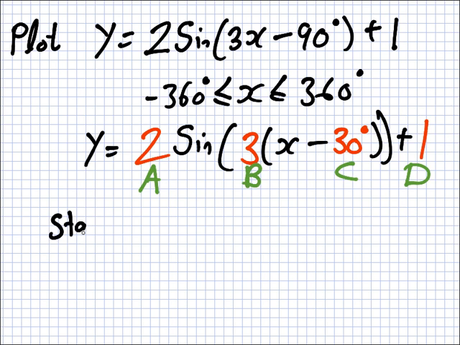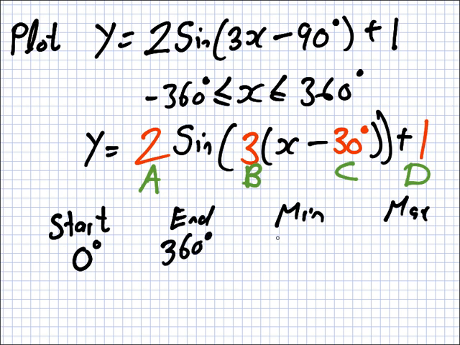Start, end, min, max. So sine normally starts at 0 and ends at 360. Its minimum is usually -1 and its maximum is usually 1. Okay? Yeah? Okay. Let's start with the A. What effect does the A have on the graph? What numbers will it change here? Good. What will they become?